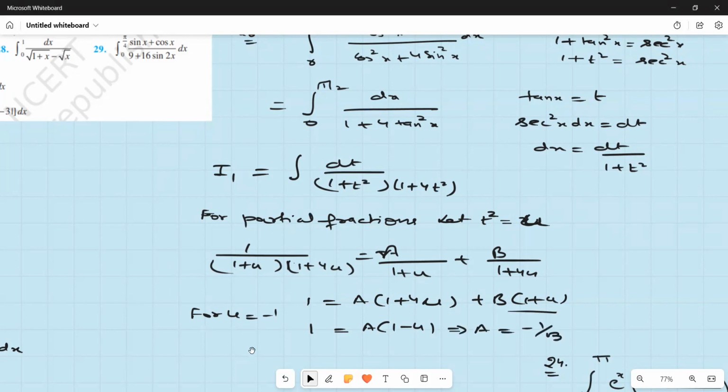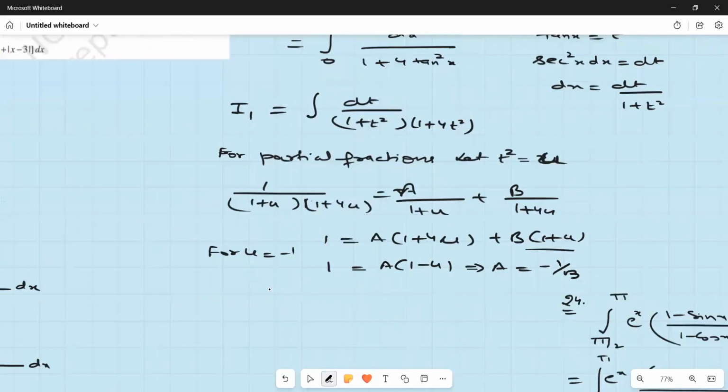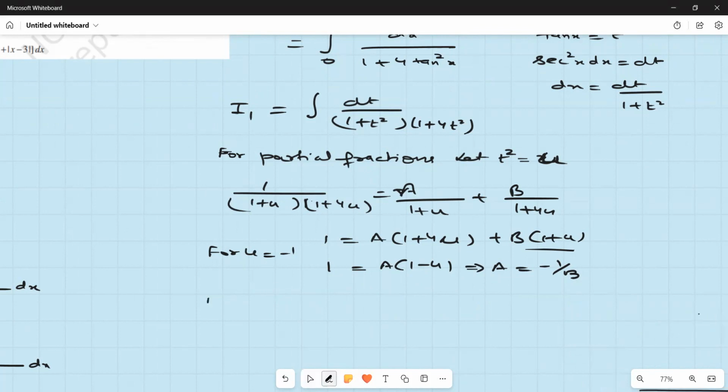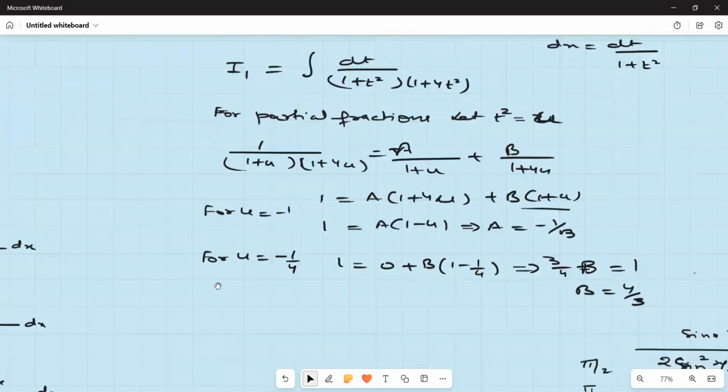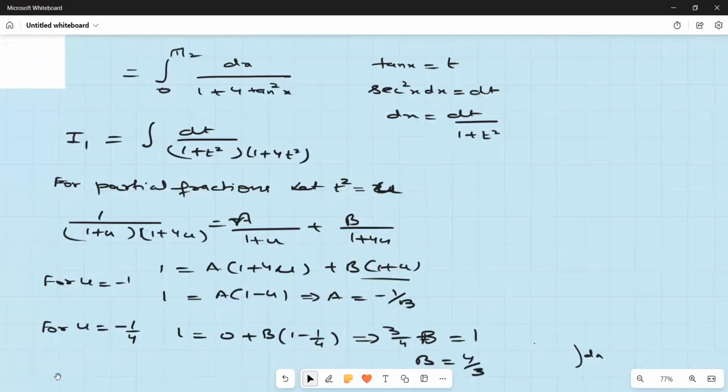Right? And if I want to make a equal to 0, then I have to take u is equal to minus 1 by 4. So u is equal to minus 1 by 4. So this is 1, a is 0, b into 1 minus 1 by 4, so that is 3 by 4 b, is equal to 1. So b is equal to 4 by 3. Right? So what partial fraction am I getting? a is equal to minus 1 by 3.